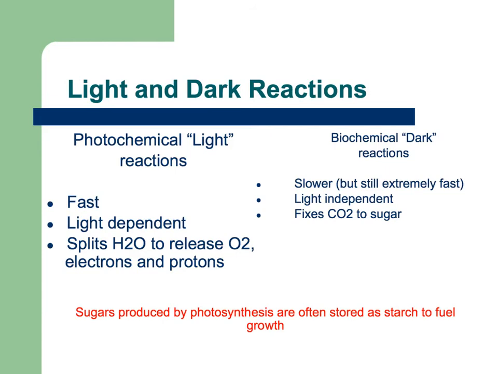So here's a basic summary of the light reactions and the dark reactions. Light reactions, these photochemical reactions, are a lot faster than the biochemical dark reactions, but they are light dependent. And again, you're splitting that water to release the oxygen. This is where we're getting the oxygen that we breathe. The main purpose of your dark reactions is to fix that CO2 that it's getting from us, from other animals breathing, into sugar. The plant needs that, and it's being stored as starch, and that's going to fuel the plant's growth.